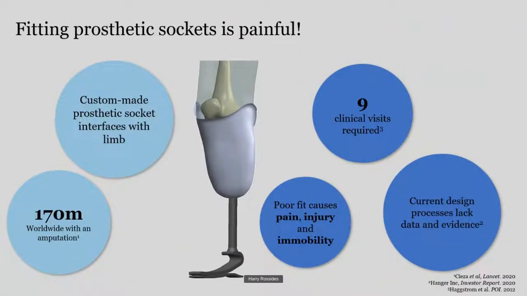Well, there are 170 million people with amputation nowadays worldwide, and they would all benefit from a well-fitting prosthesis. This is composed of a prosthetic socket at the top, and then a mechanical apparatus at the bottom. And its main goal is to replace the function of a lost limb.